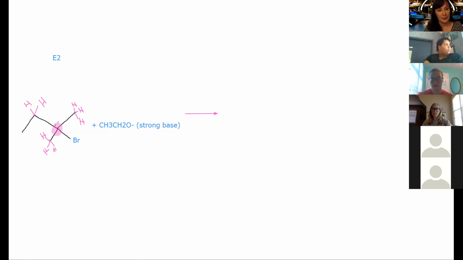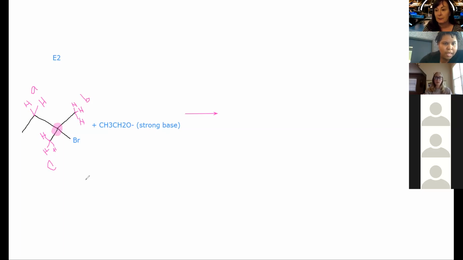Of the 3 carbons that are adjacent to this one, I'm going to name them carbon A, carbon B, and carbon C totally randomly, just so we can talk about them. Which one of those looks like the best place to take away a hydrogen from? A, B, or C? A. A, because according to Zaitsev's rule, if we are going to take away a hydrogen, we take it away from the side with the least hydrogens, right? I'm going to take away hydrogen from carbon A.